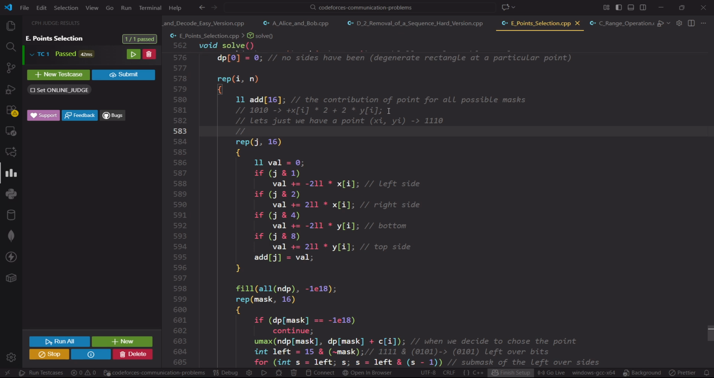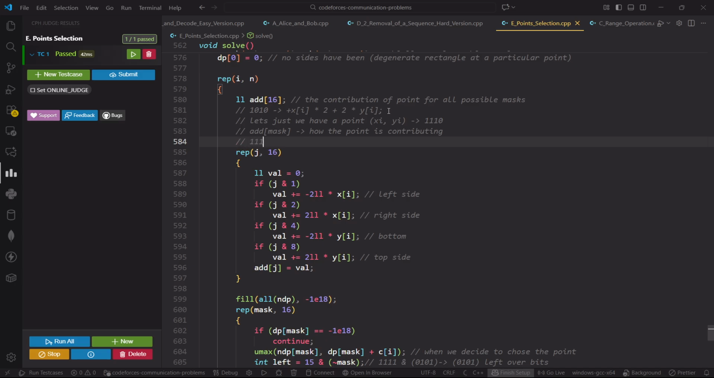So this add of a particular mask denotes how the point is contributing in that mask. Let's just say that if we take this mask 1100, it will contribute as 2 times x of i plus 2 times y of i minus 2 times y of i.